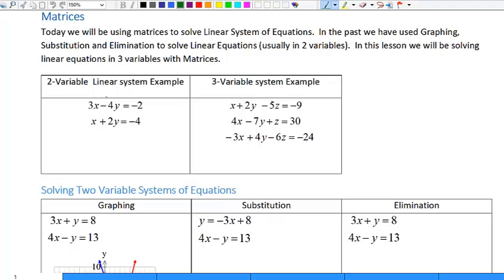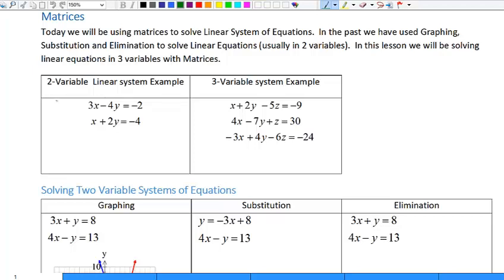Today we'll be using matrices to solve linear systems of equations. Now, in the past we have used methods such as graphing, substitution, and elimination to solve linear equations, usually in two variables. But in this lesson we'll be needing to solve linear equations in three variables, so therefore we're going to need to use matrices instead of the other methods.